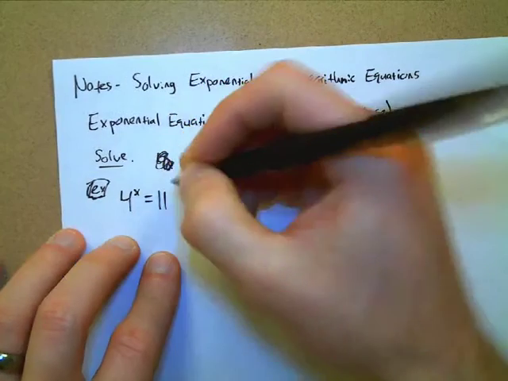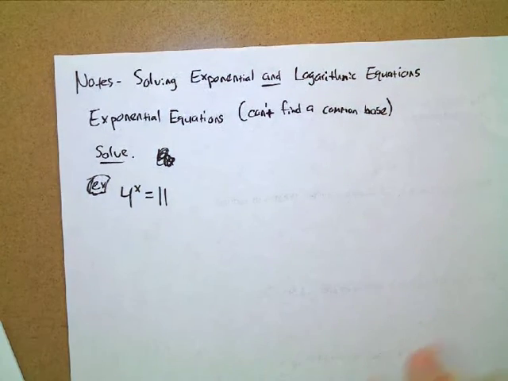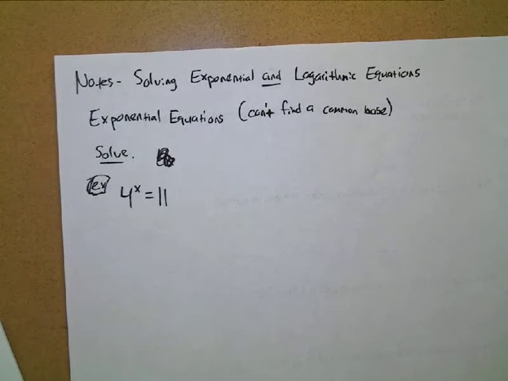Okay. 4 to the x equals 11. So we run into a similar problem like what we did for the warm-up, right? Where we have 4 to the x. We're trying to see what power of 4 gives us 11, right? Is 11 a nice power of 4? No. But what can we at least estimate our x value to be?